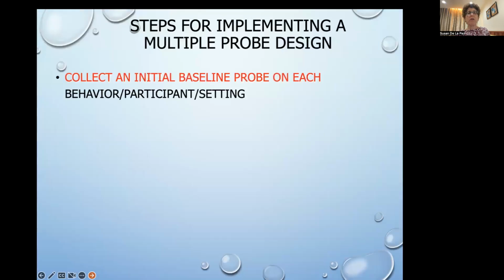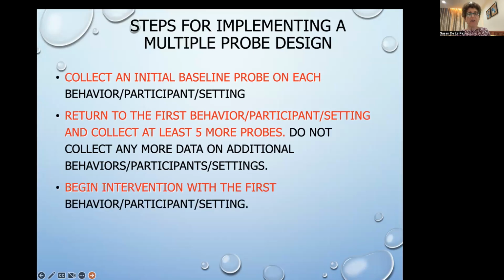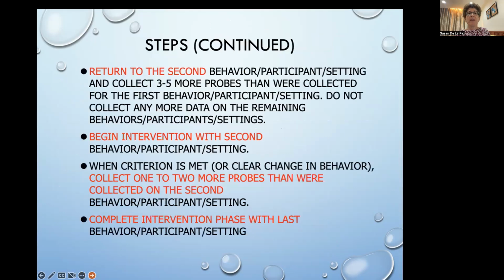Okay, so what do you do? You collect an initial baseline probe on each either behavior, participant, or setting. Then you return to the first behavior, participant, or setting, and collect at least 5 more probes. You don't need to collect any more data on additional behaviors. You begin intervention with the first, and then when the criterion is met or there's a clear change in the behavior, you're going to collect 1 more additional probe on each of the remaining behaviors, participants, or settings.